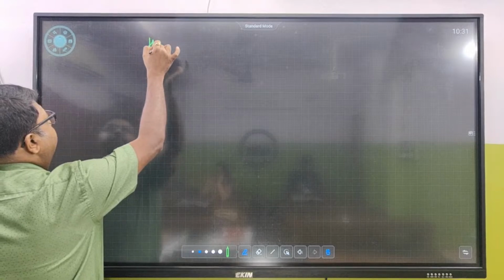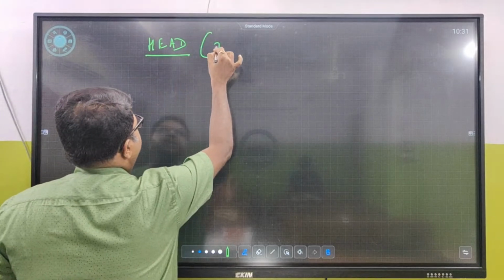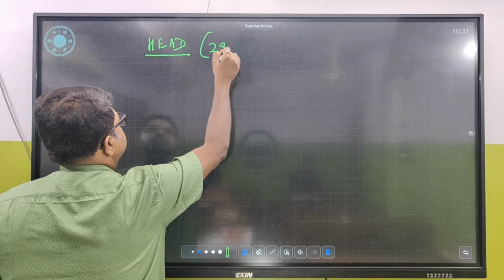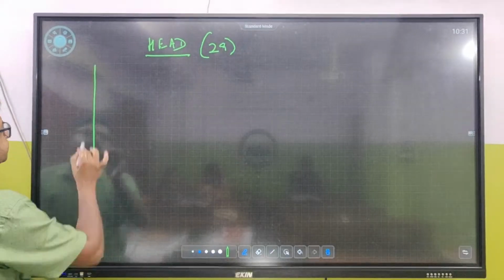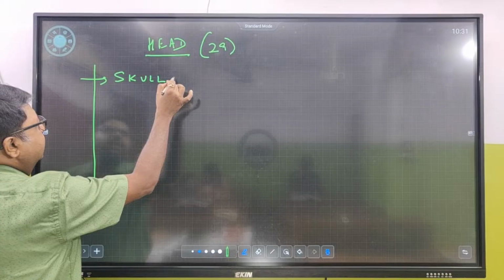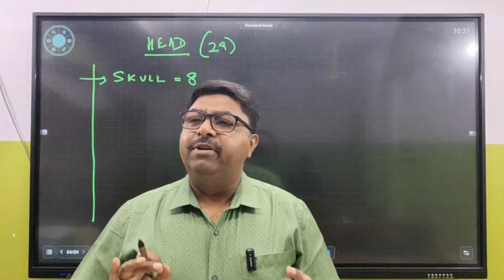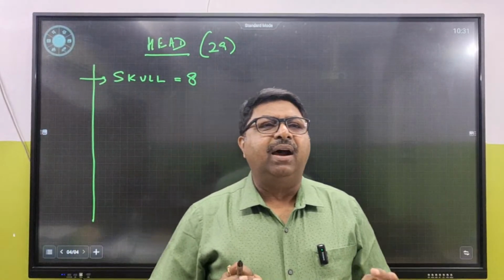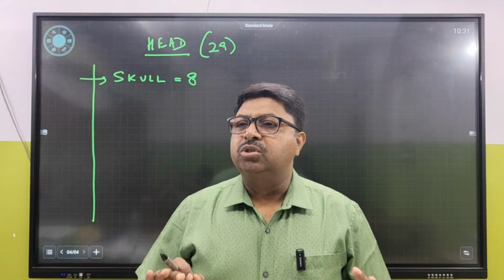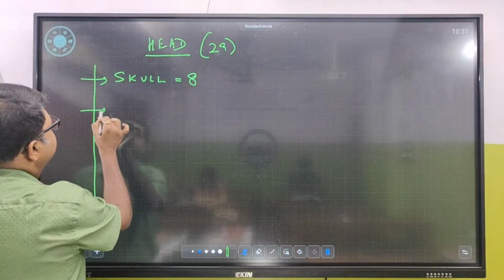When we talk about the head portion of the axial skeletal system, the head contains 8 bones? No. The head contains 29 bones. In head, the first one is skull. In skull, how many bones are there? There are 8 bones in the skull. And we know about the skull bones that they are immovable joints. They are also called fibrous joints. So skull bones, there are 8 of them.